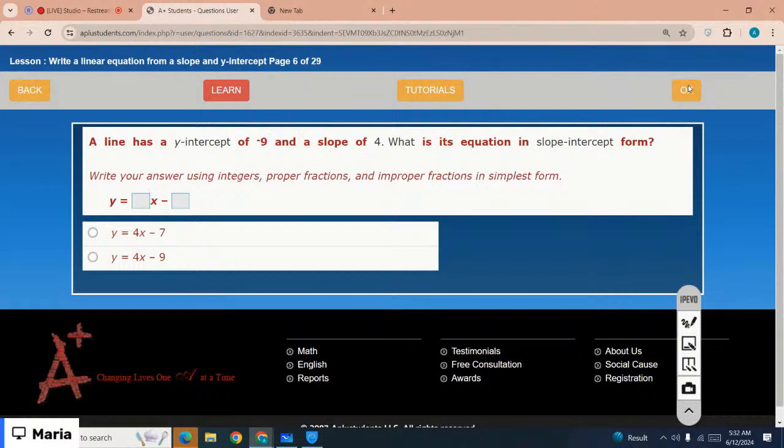A line has a y-intercept of negative 9 and a slope of 4. What is its equation in slope-intercept form? So which is the correct option? The correct option is y equals 4x minus 9. Option number 2 is the correct option.